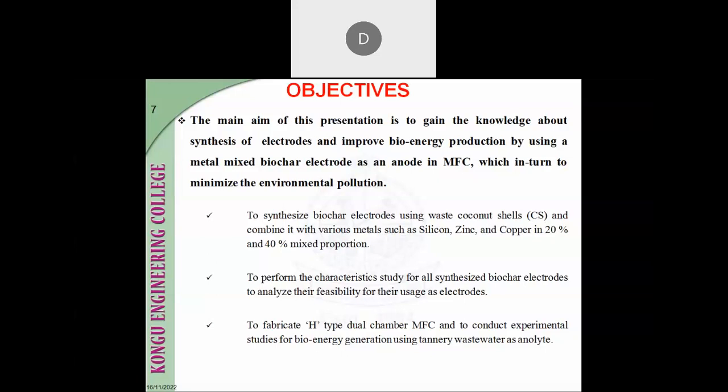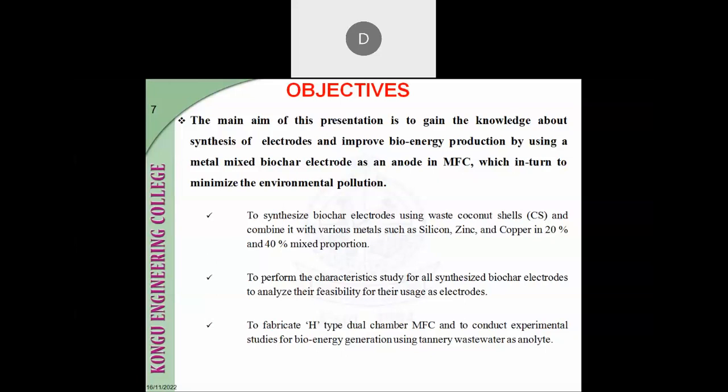Actually, we have synthesized the biochar electrodes, along with some mixing of metals as an anode, which in turn can minimize the environmental causes. In addition, we are going to learn about the synthesis of biochar electrodes using waste coconut shell, which we represent as CS, combined with metals like silicon, zinc, and copper in 20 percent and 40 percent mixed proportion.